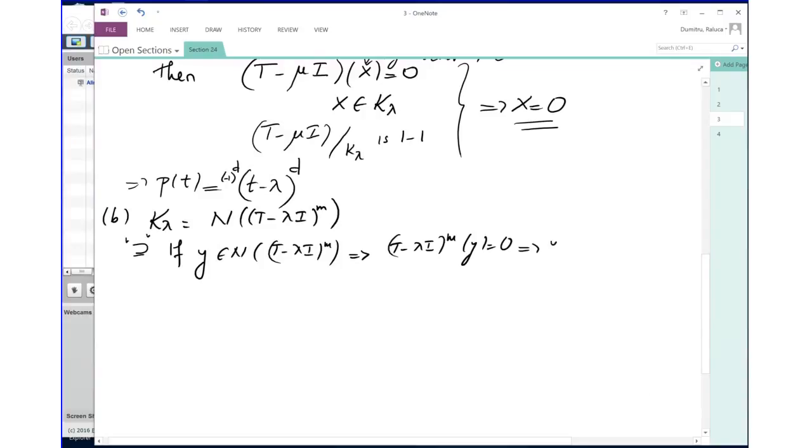So in particular, the value of P in the definition, if it's equal to M, that will give us that Y is a generalized eigenvector. Okay, backwards.